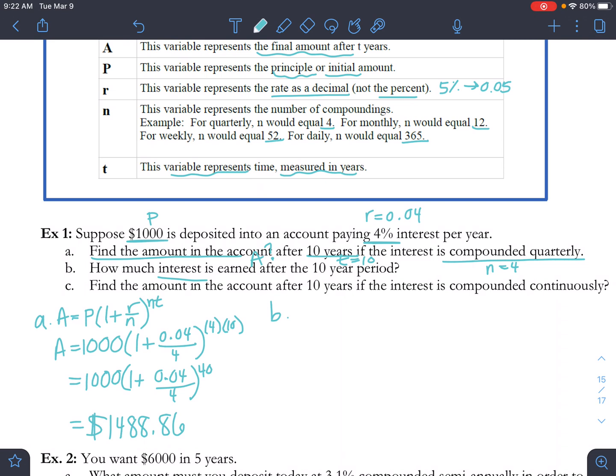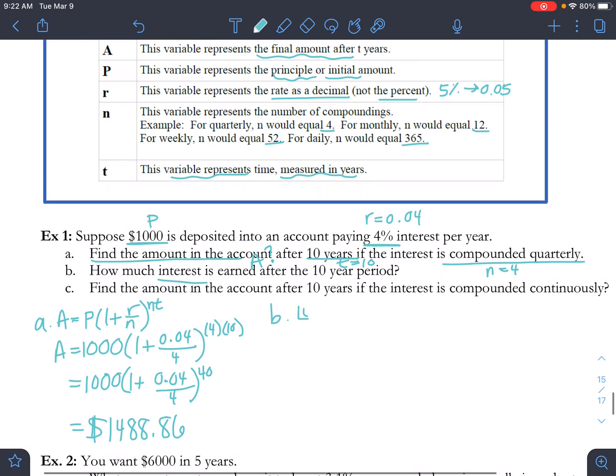Okay, so for part B, it says how much interest is earned. Well, think about it this way. If you started off with $1,000, and now you're at 1488.86, all you're going to do there is decide how much interest was earned, just subtract from your original amount. So you earned $488.86 for just your money sitting in this invested account.